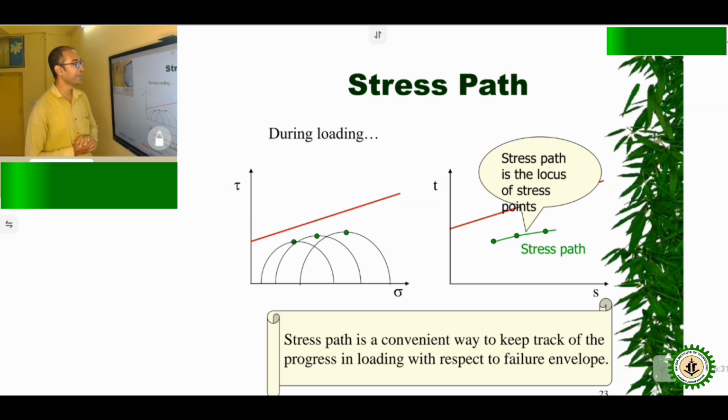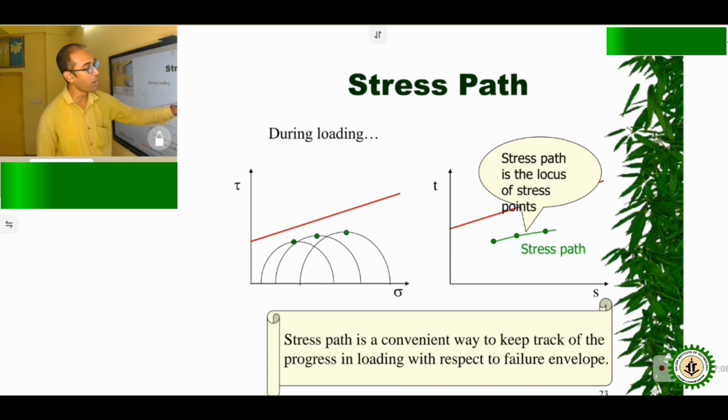During loading, the stress path is an important thing. Stress path is a convenient way to keep track of the progress in loading with respect to the failure envelope. During the loading, there is a different Mohr circle and a different stress point for each stage. So this is the failure envelope. Stress path is the locus of the stress points. In the previous slide I already described the stress point. If we join the different stress points, this path is called the stress path.